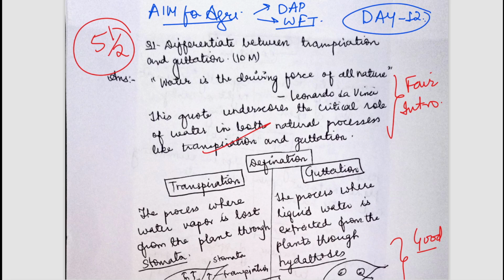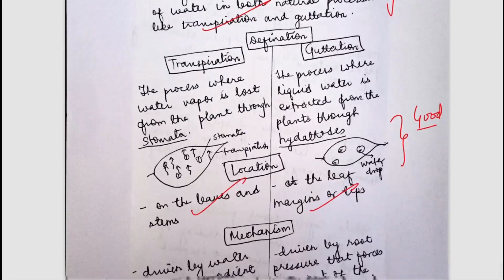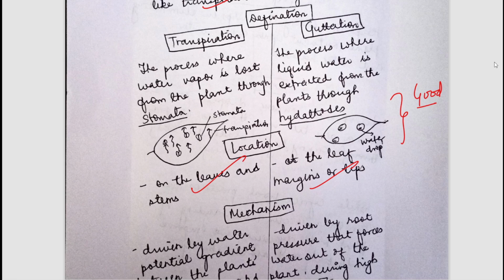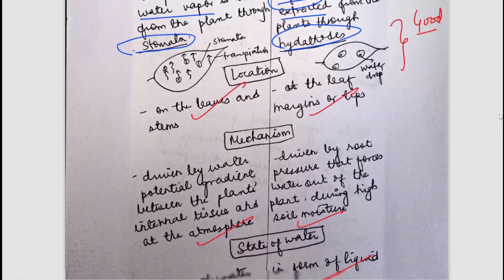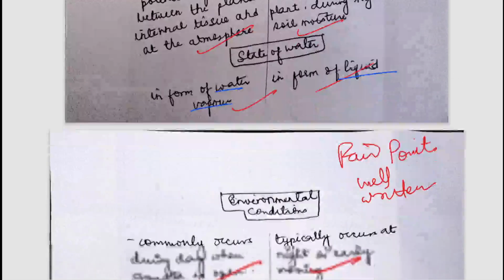The first question of day 12 was the difference between transpiration and guttation. You can pause the video and read the answers if you want. In transpiration, moisture comes out in the form of water vapor from stomata, and in guttation the water comes out in liquid form from hydathodes. A diagrammatic representation has been nicely made and the mechanism has been written. State of water: here it is water vapor, here it is liquid.